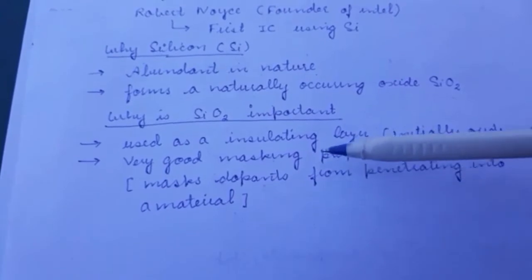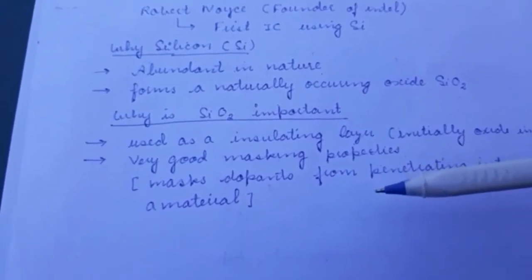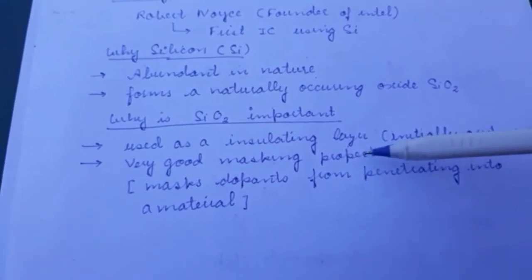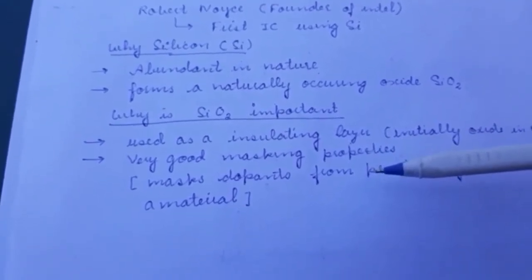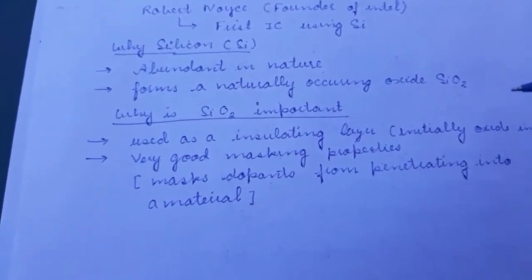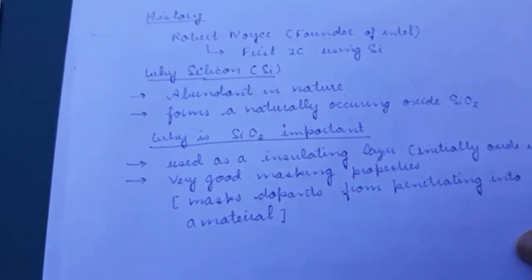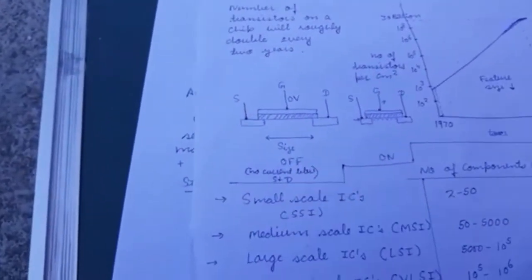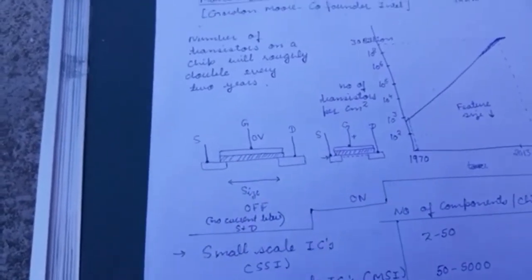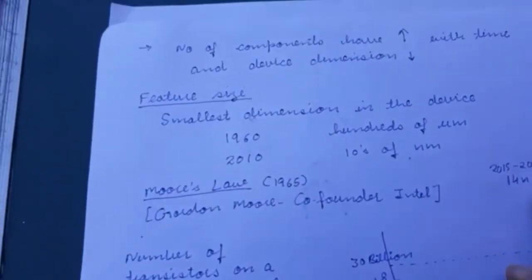But nowadays it is used as a masking material for lithography, because at high temperatures, SiO2 acts as a very good masking agent. So we'll understand masking and lithography and all these things later in detail. So you'll get a better idea of what we are talking about.